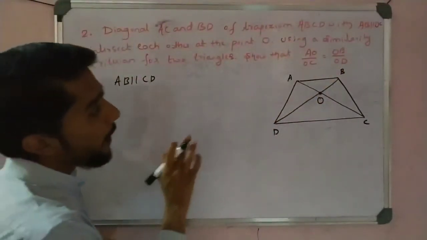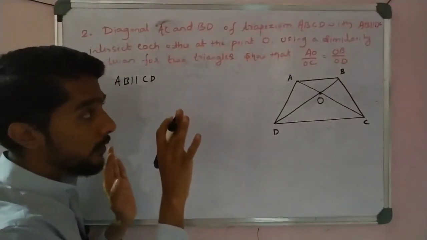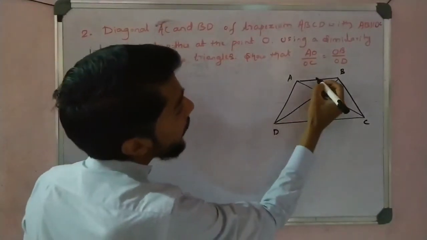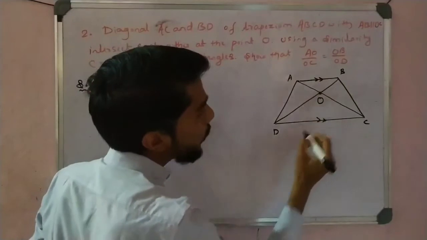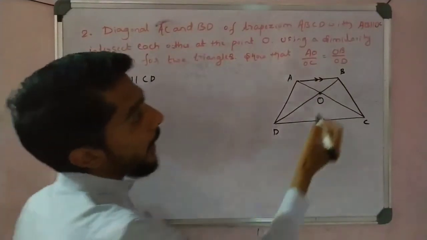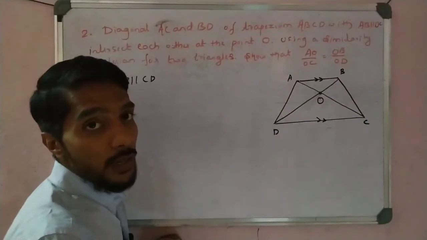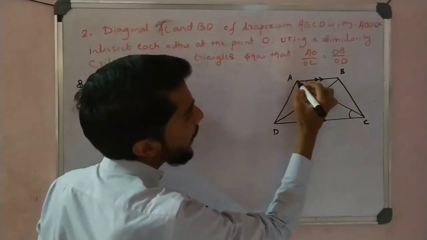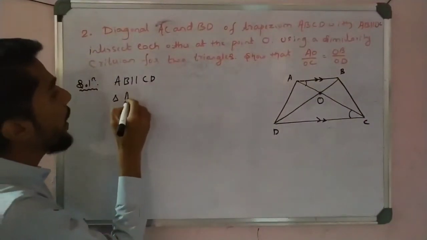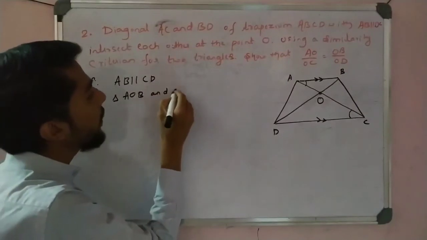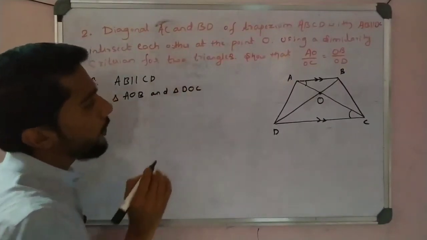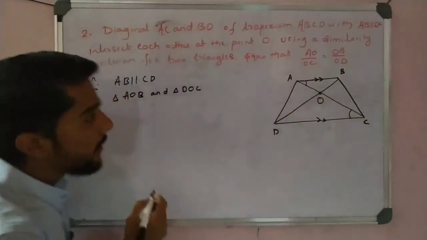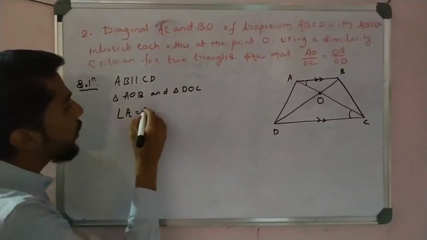Now we have to check which theorem of the criteria applies here. See here, if AB is parallel to DC, then the diagonals act as transversal lines, right? So angle A equals angle C. In triangle AOB and triangle DOC, the angle A is equal to angle C, right?